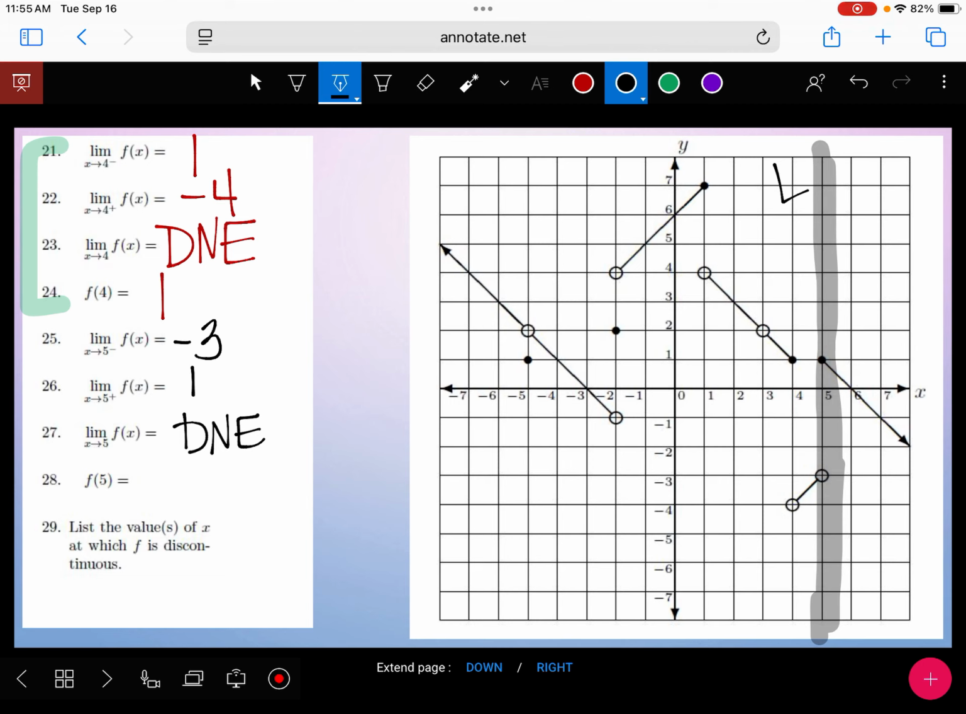So what about F of 5? Do I have a closed circle anywhere on that green wall? I'm sorry, gray wall. Any closed circles? Where is the closed circle? It's at 1.